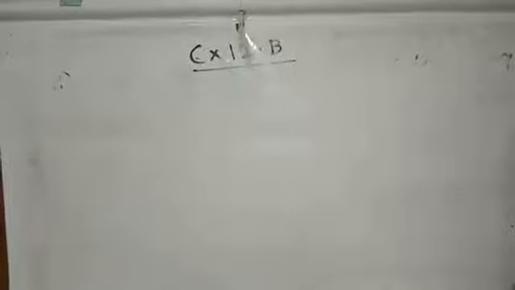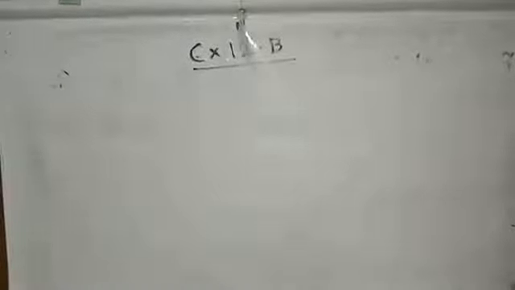Then also we discussed a plus b plus c the whole square. What is a plus b plus c the whole square? A plus b plus c the whole square is equal to a square plus b square plus c square plus 2ab plus 2bc plus 2ca, that is first term square plus second term square plus third term square plus 2 into first term into second term plus 2 into second term into third term plus 2 into third term into first term.